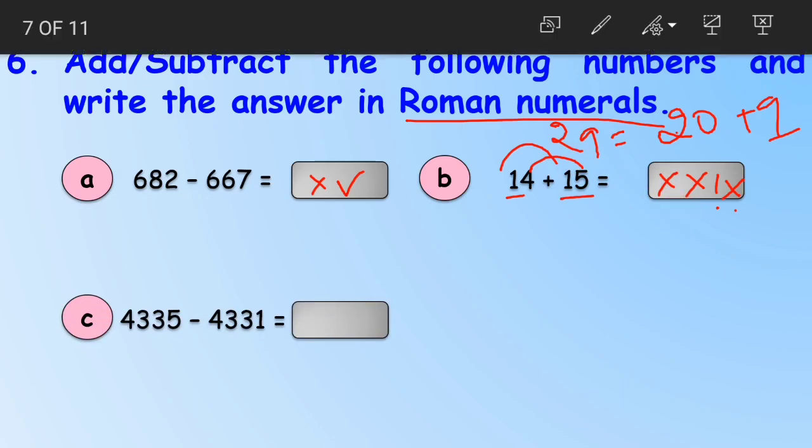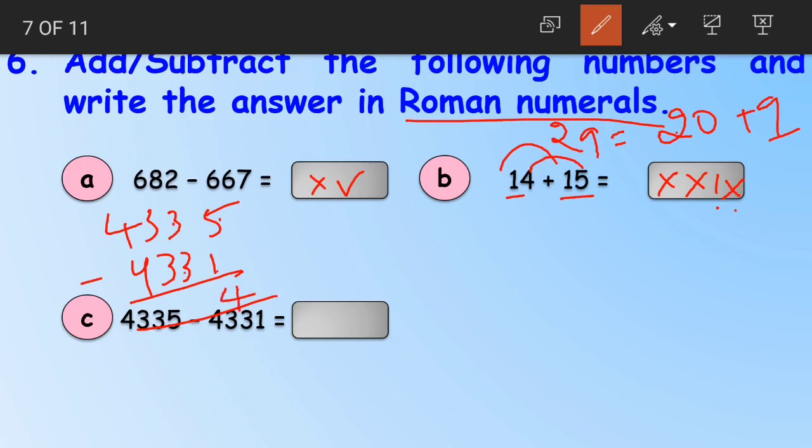Third question. 4335 minus 4331. Let us subtract. 5 minus 1 gives us 4. 3 minus 3, 0. Again 3 minus 3, 0. 4 minus 4, 0. So what is the answer here children? The answer is 4. Now how do we write 4 in Roman numerals? We write it as 5 minus 1, which is IV.